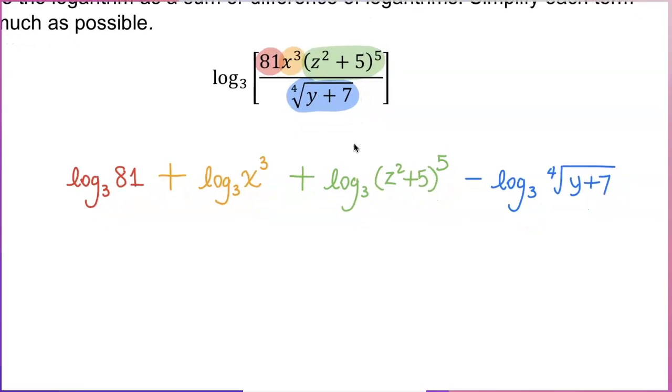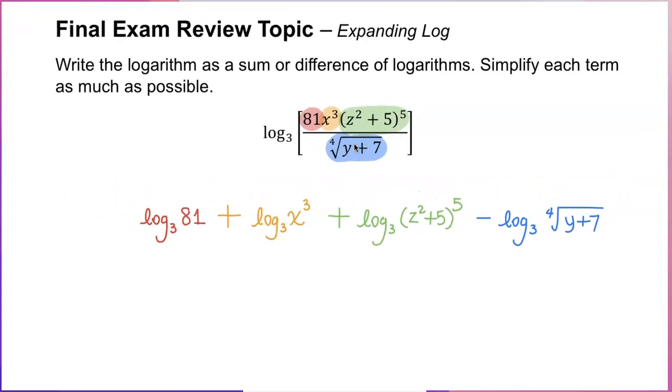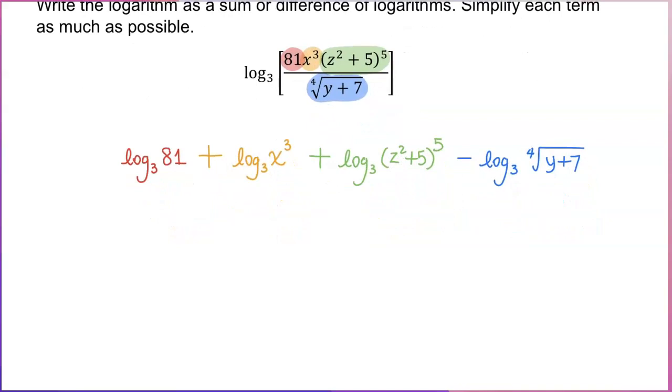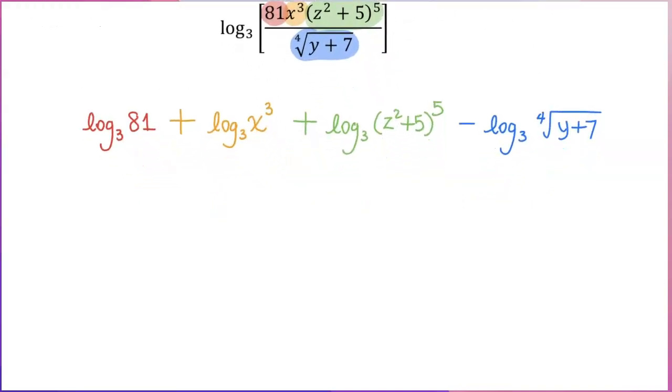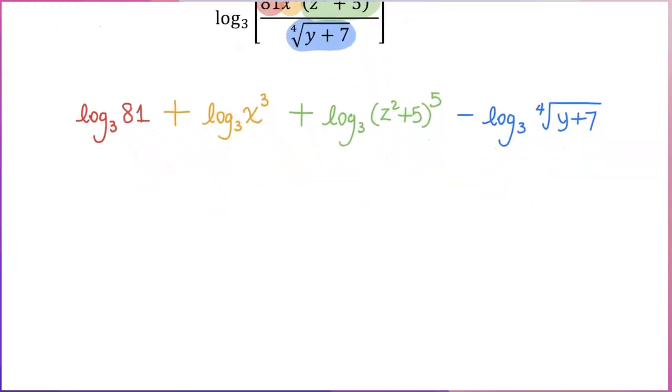All right. Now, they did say simplify each term as much as possible. And when you are expanding logs, we want to bring down the exponents in front as the coefficient. Well, let's look at one term at a time though. The very first one, in fact, we can simplify. So log base 3 of 81. Now, what's that going to be? I think that's 4. Okay, let's see though.